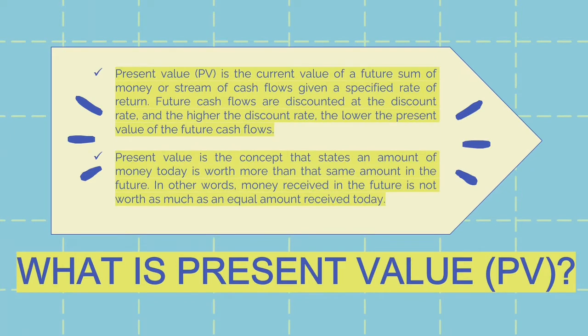So first of all, what is present value? Firstly, present value is the current value of a future sum of money or stream of cash flows given a specified rate of return. Future cash flows are discounted at the discount rate, and the higher the discount rate, the lower the present value of the future cash flows.